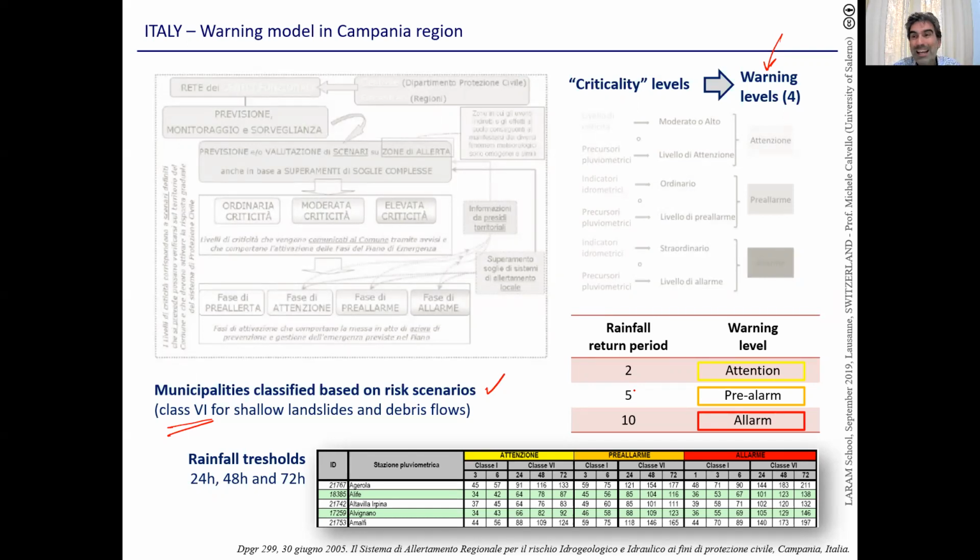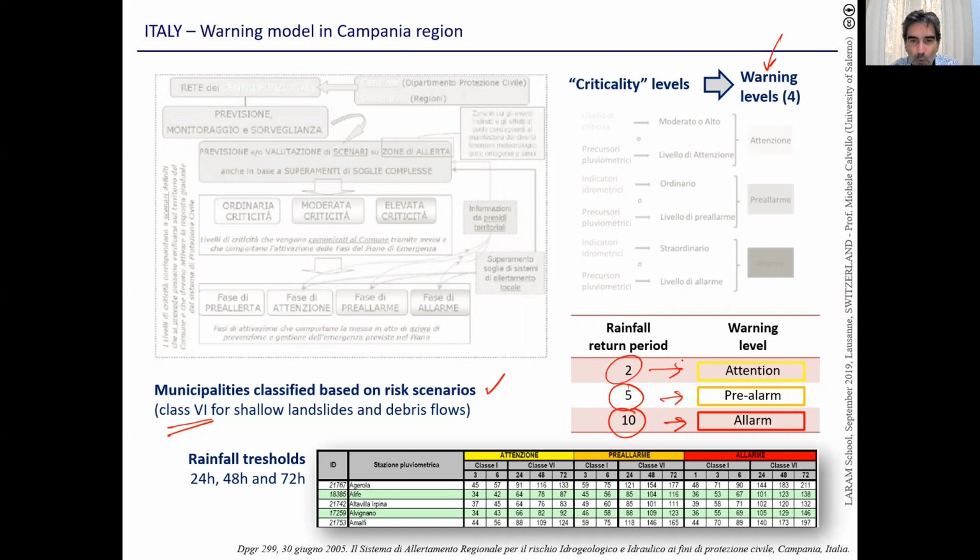If the rainfall is exceptional, so return period more than 10 years, we have to issue an alert. If the rainfall is unusual, return period more than 5 years, we have to stay alert with a different level, or yellow if it's a strong rainfall, unusual, but with a return period of 2 years.